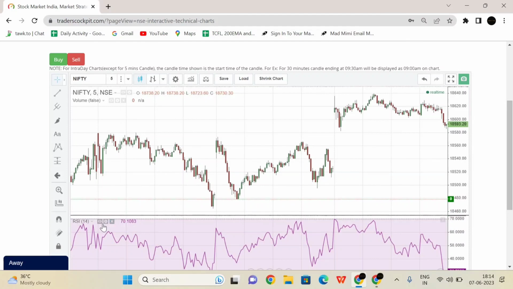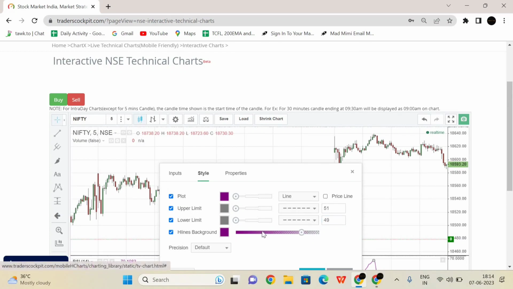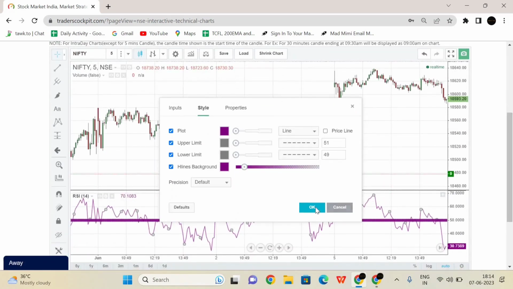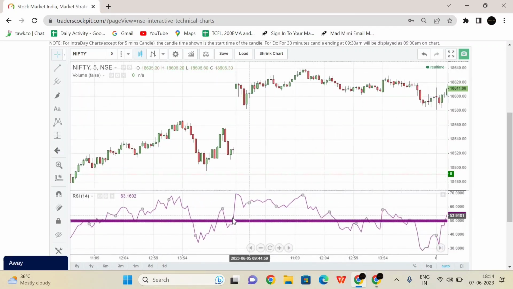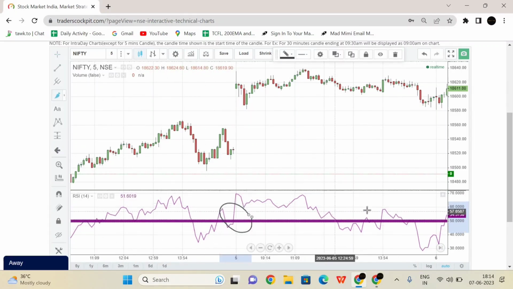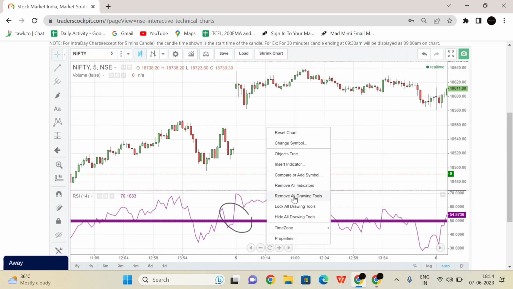Then the next level of understanding is to make the RSI level 50. Instead of 70, just make it 51.49. If you do 51.49 and drag this purple line to the left-hand side, you will get exactly the 50-level RSI zone. Whenever the price goes above this purple zone at the bottom, the strength is good in the market, and the buyers' sentiment is good in that particular market.